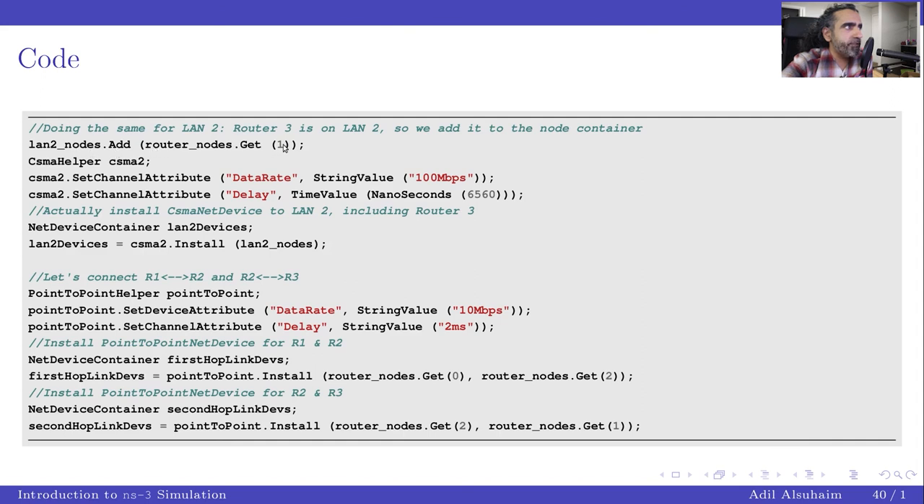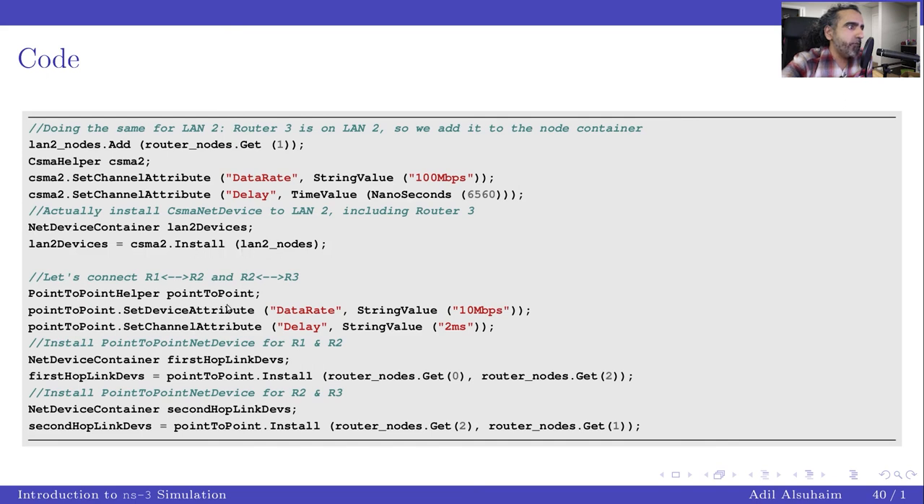I'm going to add the router with ID 1, so the second router, I'll add it. So I think the third one is in the middle. So it's router 1 to router 2, router 2 to router 3. So I will do the same thing and then install, and I give them that connection.